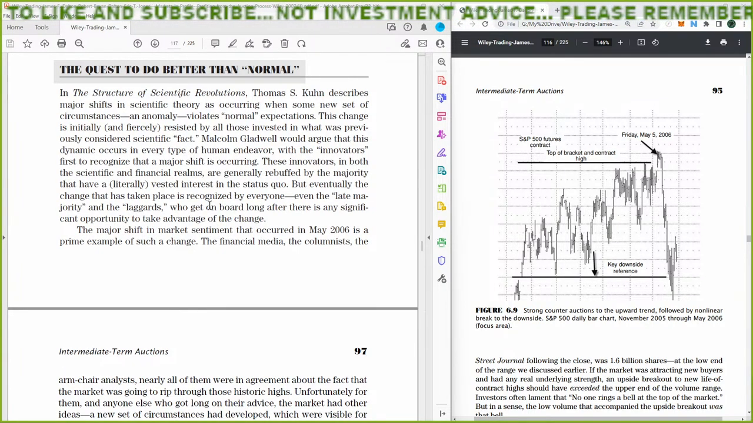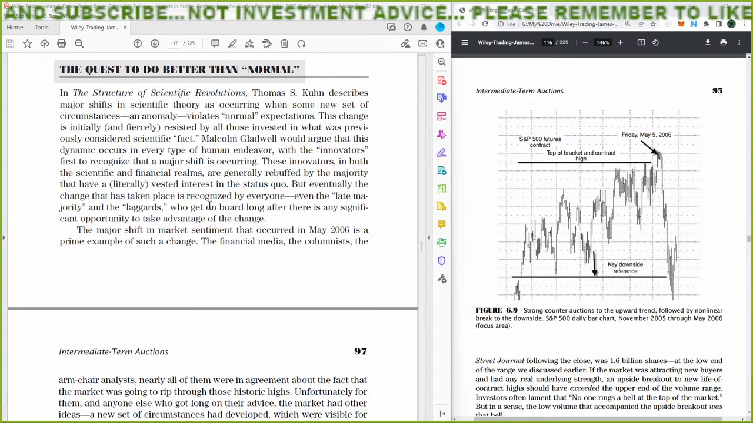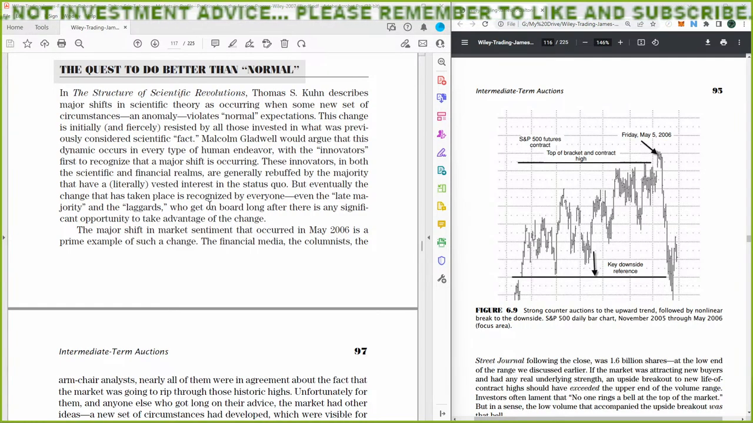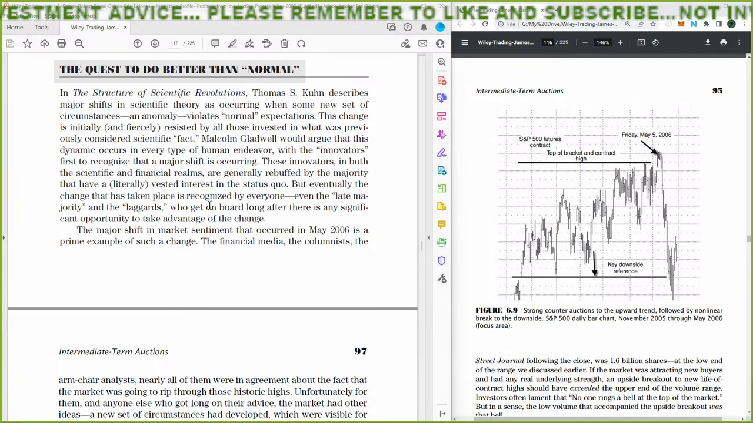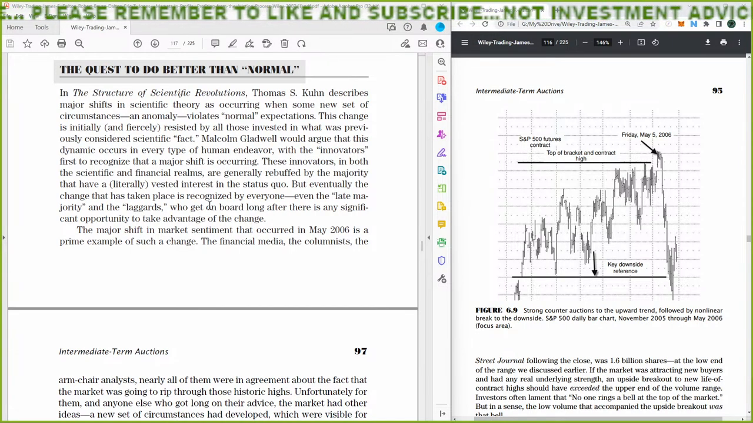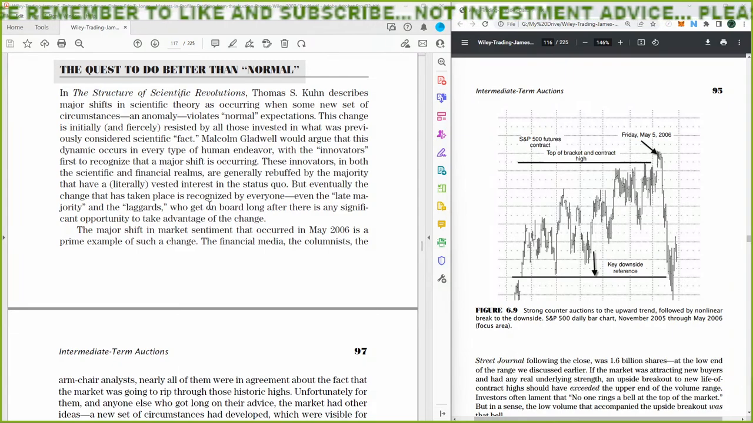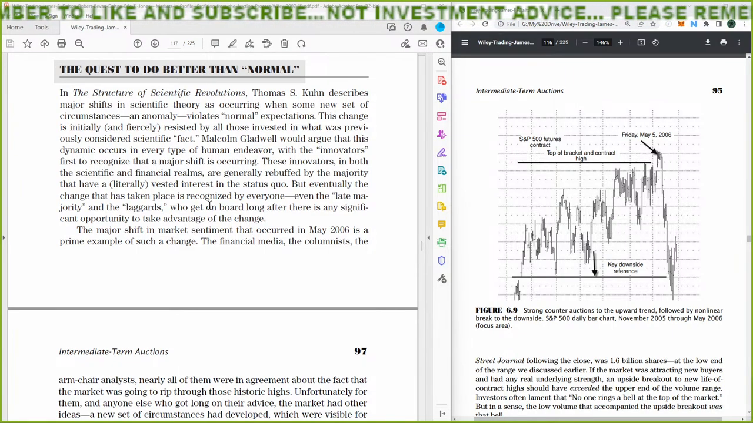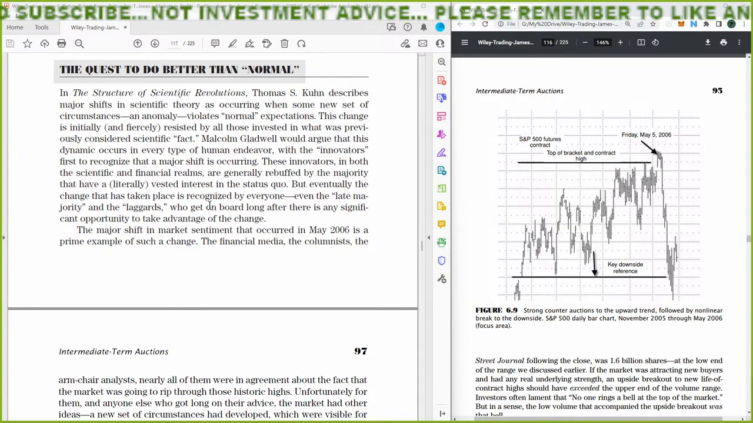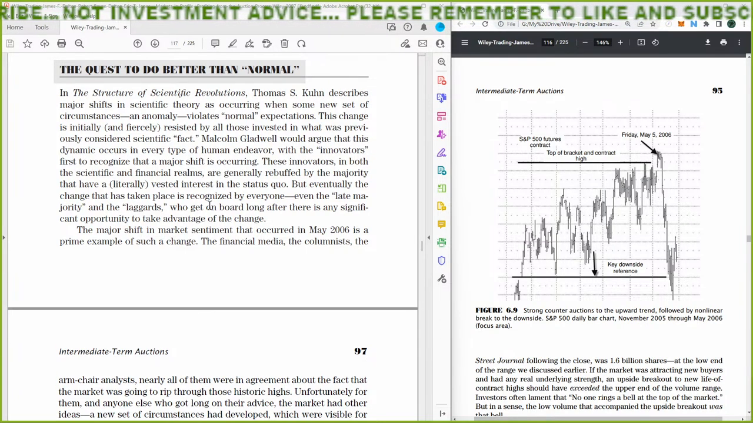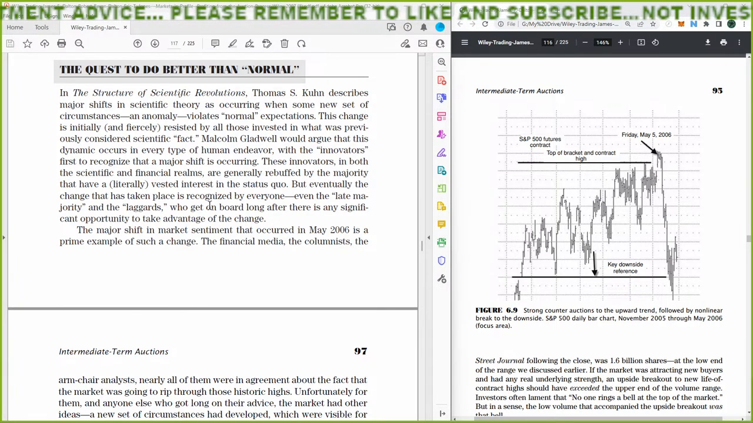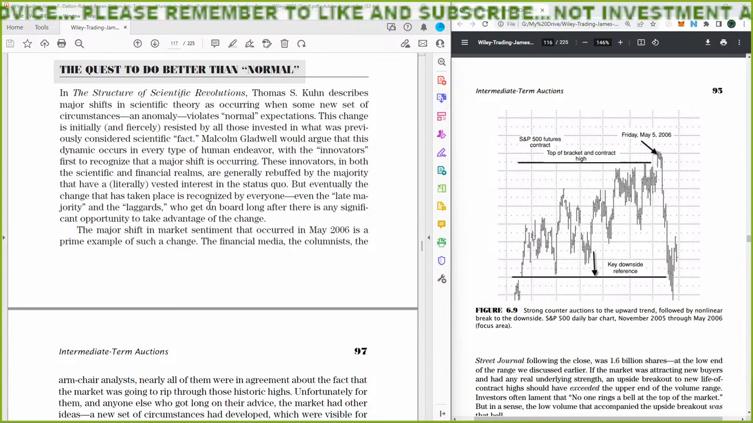In The Structure of Scientific Revolutions, Thomas S. Kuhn describes major shifts in scientific theory as occurring when some new set of circumstances, an anomaly, violates normal expectations. This change is initially and fiercely resisted by those invested in what was previously considered scientific fact. Malcolm Gladwell would argue that this dynamic occurs in every type of human endeavor, with the innovators first to recognize that a major shift is occurring.